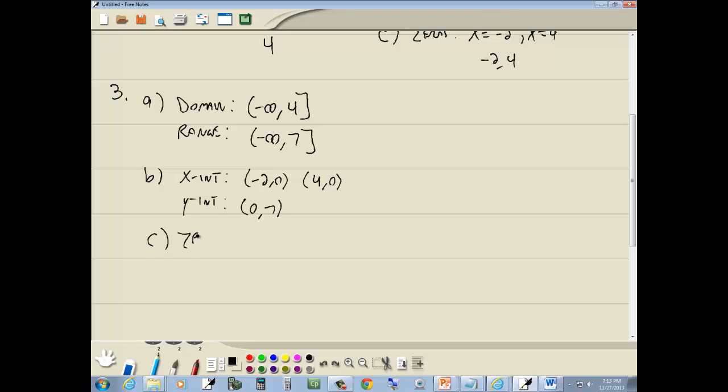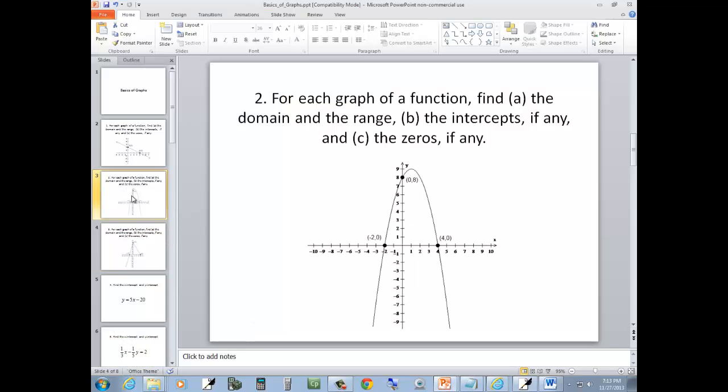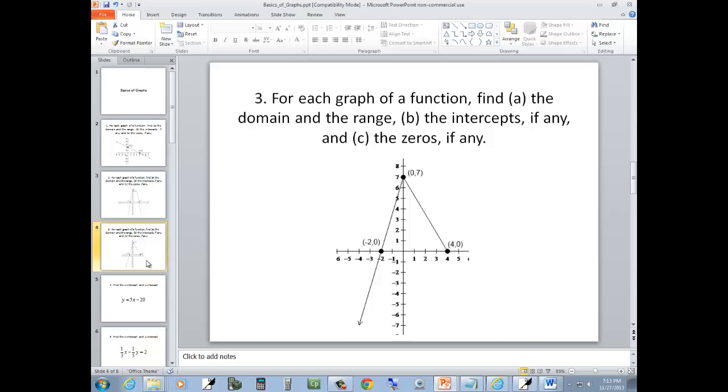And then C says to find your zeros. Well, we'll have x is equal to negative 2 and x is equal to 4. Or I could simply write as negative 2, 4. That looks familiar. That's what our last problem was. Sure enough. Same points.